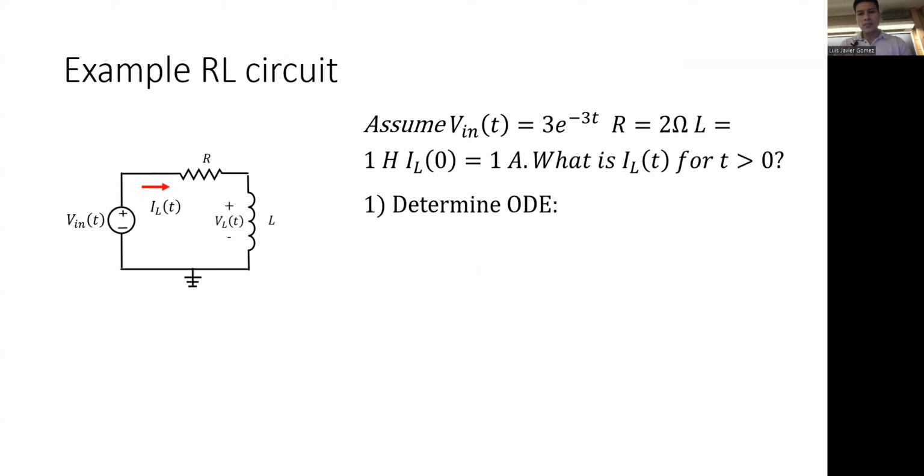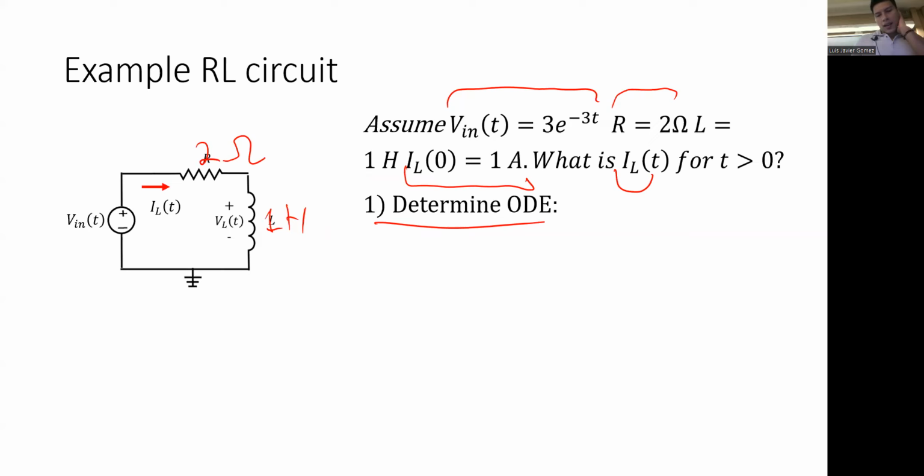Okay, so here we're given that Vin is equal to 3e to the negative 3t. And we're given that R equals 2 ohms and L equals 1 Henry. And we're asked, what is IL of t for time greater than zero? We're also given the initial condition. Here we're told that IL of zero equals 1 amp. So step one would be determine the ODE.